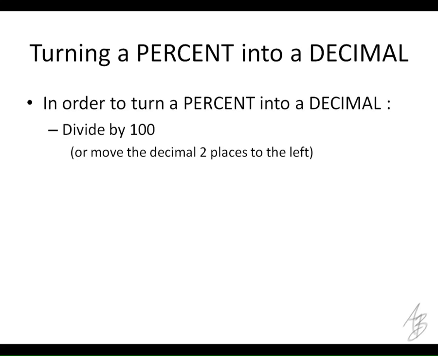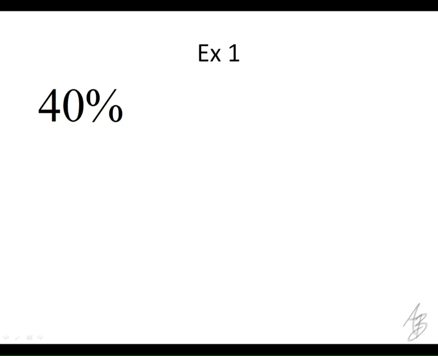Are we going to keep the percent symbol on there after we change it to a decimal? No. We can drop the percent sign also. We have 40%, and we want to convert this to a decimal. Again, percent means out of 100, so this means 40 out of 100. So to change it to a decimal, we're going to divide this by 100.